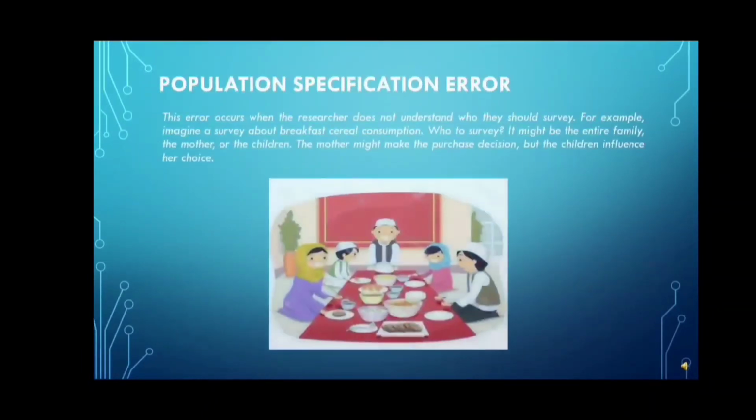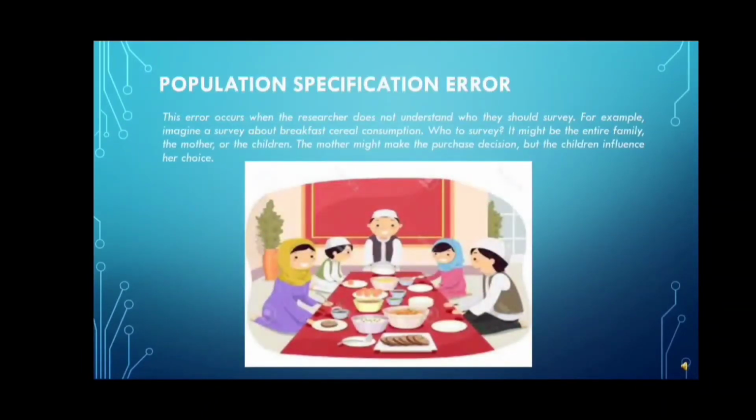Population specification error. This error occurs when the researcher does not understand who they should survey. For example, imagine a survey about breakfast cereal consumption. Who to survey? It might be the entire family, the mother, or the children. The mother might make the purchase decision, but the children influence her choice.